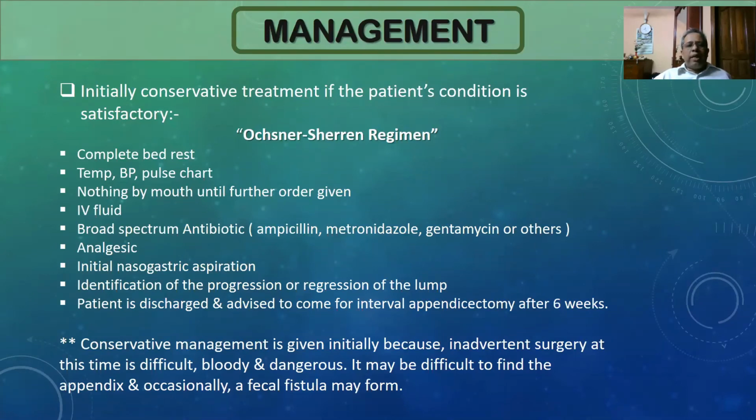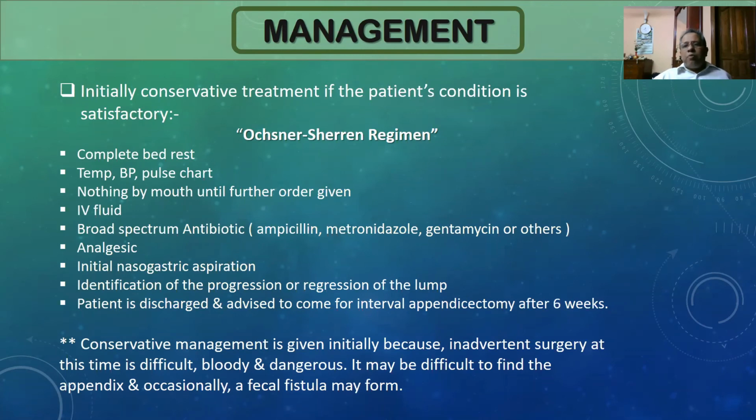Then I follow up the patient and note the size of the lump, and on the next day whether there is any change of the lump. With regression of the lump, the patient is discharged and advised to come for interval appendicectomy after 6 weeks, because there is a chance of recurrent appendicitis.